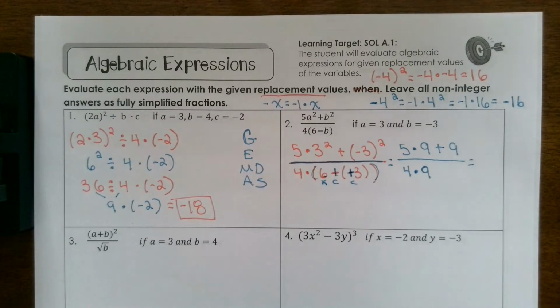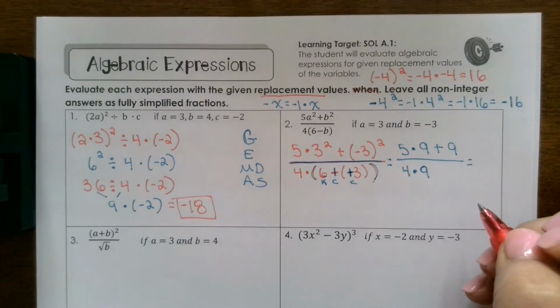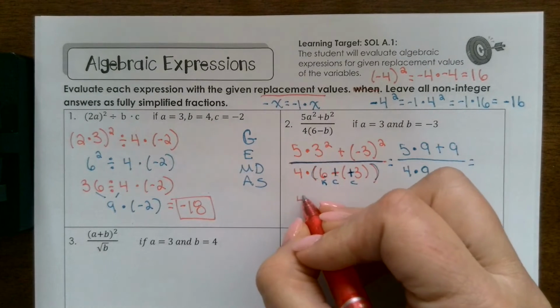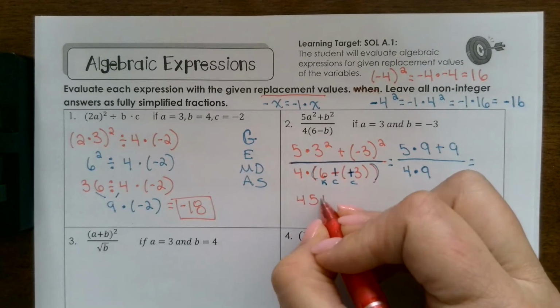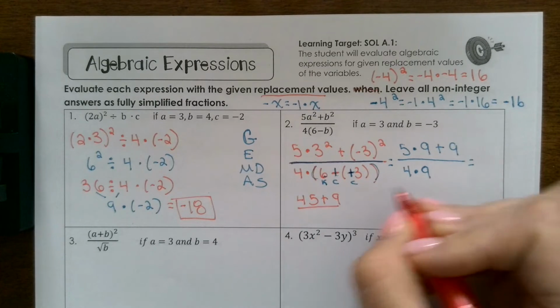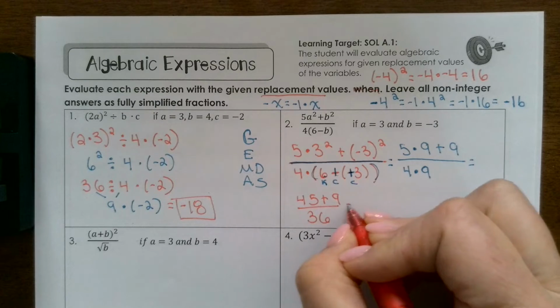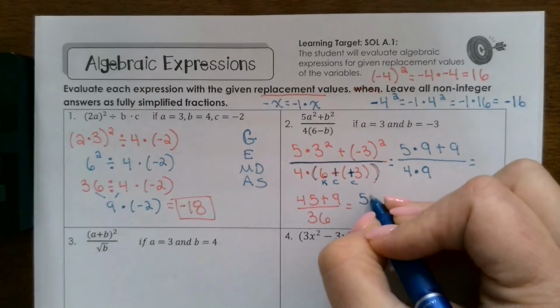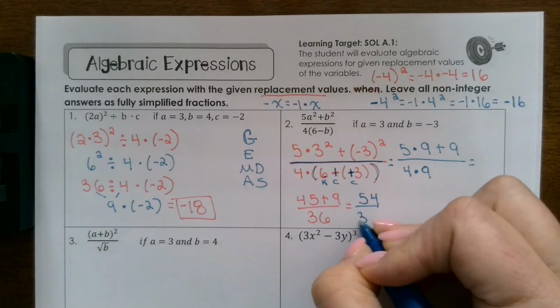All right, let's look at step 2 in our numerator. No exponents, I've got multiplication. That's going to be 45. 5 times 9, and I still have the plus 9. And in the denominator, I only have one step left. 4 times 9 is 36. I have one final step. 45 plus 9 is 54 over 36.